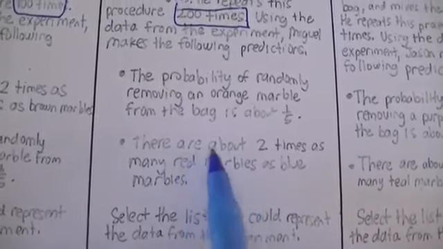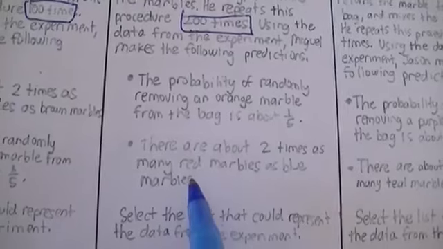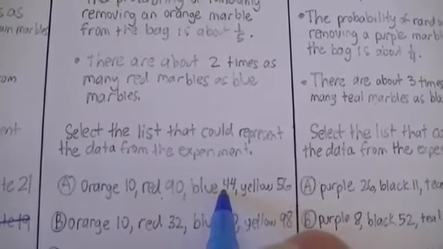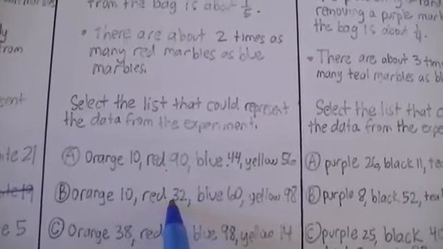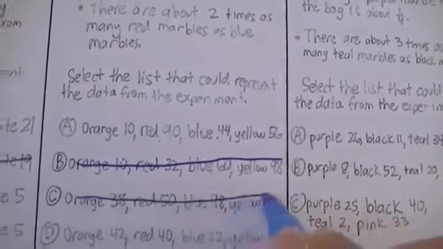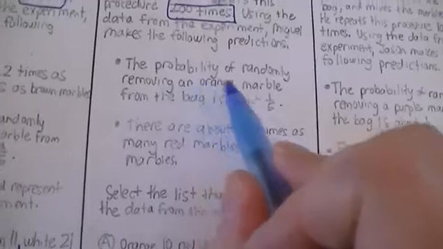So instead of starting here, I like starting here. I like the double one better. There's about 2 times as many red marbles as blue marbles. So red is double the amount of blue. Okay, compare red and blue. Is red double the amount of blue? Yeah, about. Is red double the amount of blue? No, it's the other way around. Is red double the amount of blue? Nope, blue's more. Is red double the amount of blue? Yeah, about.